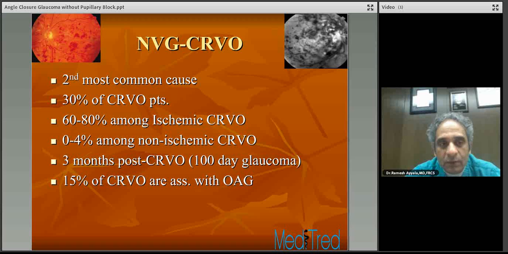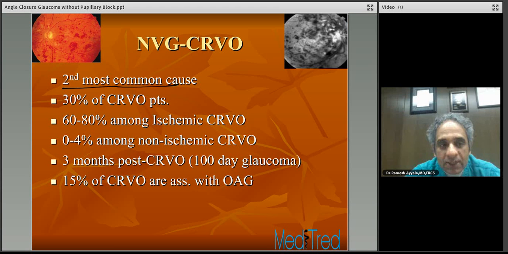CRVO is the second most common cause of neovascular glaucoma. 30% of all central retinal vein occlusion patients can develop neovascular glaucoma: 60 to 80% among ischemic central retinal vein occlusion, as is seen in this particular example here, or 0 to 4% among non-ischemic central retinal vein occlusion. So doing a fluorescein angiogram at presentation to classify the patients into ischemic and non-ischemic is important when you see a patient with CRVO.